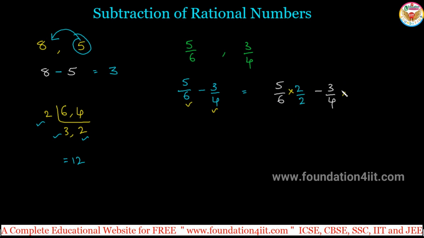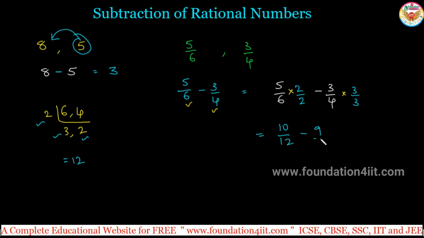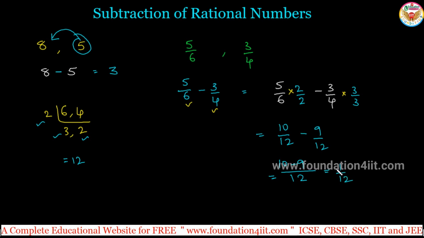Here it is 3 by 3 because 4 3s are 12. Now 5 2s are 10 by 12 minus 3 3s are 9 by 12. When denominators are the same, directly you can subtract the numerators: 10 minus 9, that is 1 by 12. Okay, so this is one way.